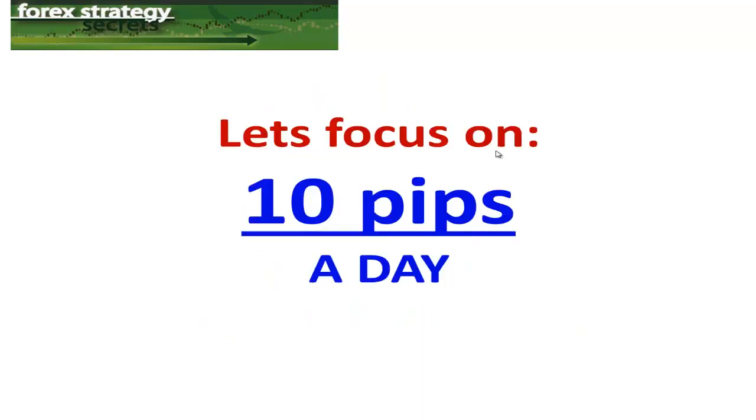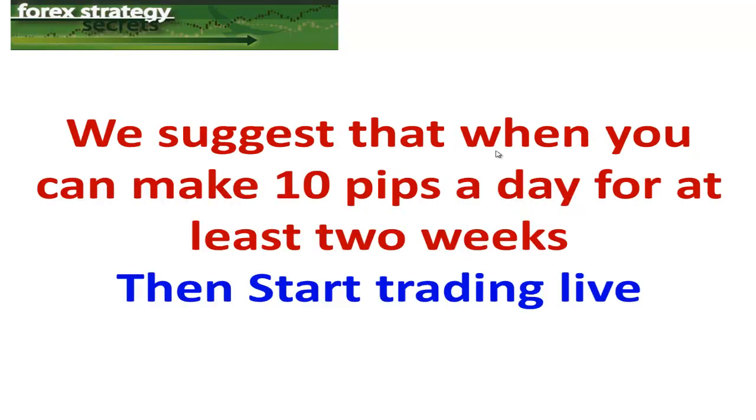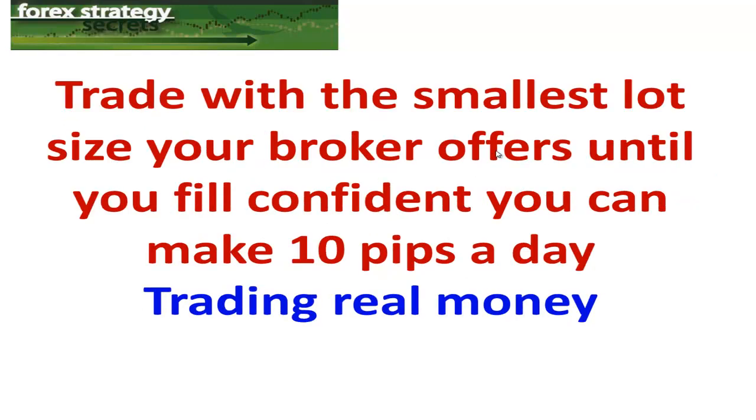Now let's focus on the 10 pips a day. You may want to start out at even 5 pips a day, but we suggest that when you can make 10 pips a day for at least 2 weeks, this is just our suggestion that you may want to consider starting to trade live and trade with the smallest lot size your broker offers until you're confident you can make the 10 pips a day. And then this is when you're trading real money. At that point, once you're consistent and feel comfortable there, start increasing it up to a level that you feel comfortable with.